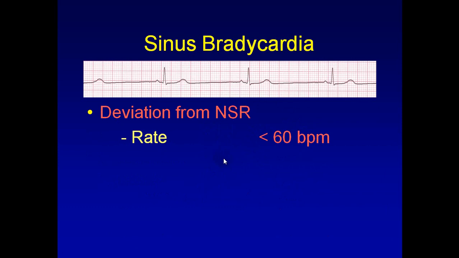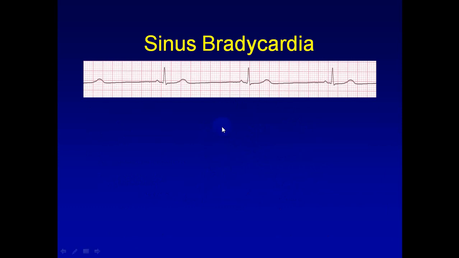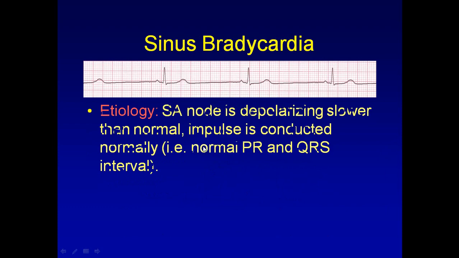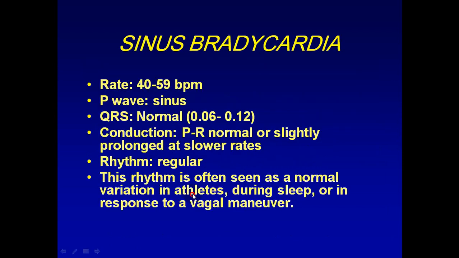Sinus bradycardia is diagnosed when the rate is below 60 and the other criteria are of a sinus rhythm. The sinus node is depolarized slower than normal. The impulse is conducted normally because everything is normal, but the impulse is initiated at a slow rate, between 40 and 59, even less than 40. P wave is normal, QRS normal, conduction normal, and the rhythm is regular. All these criteria make sinus bradycardia.